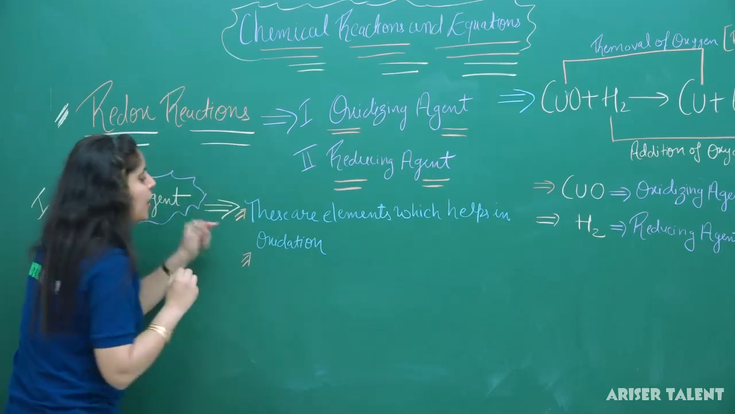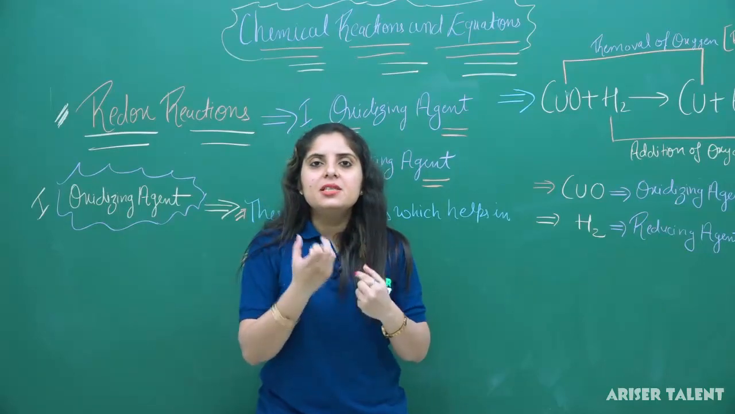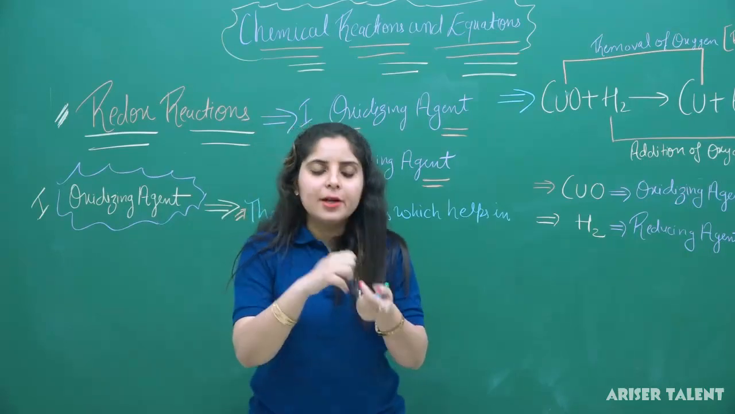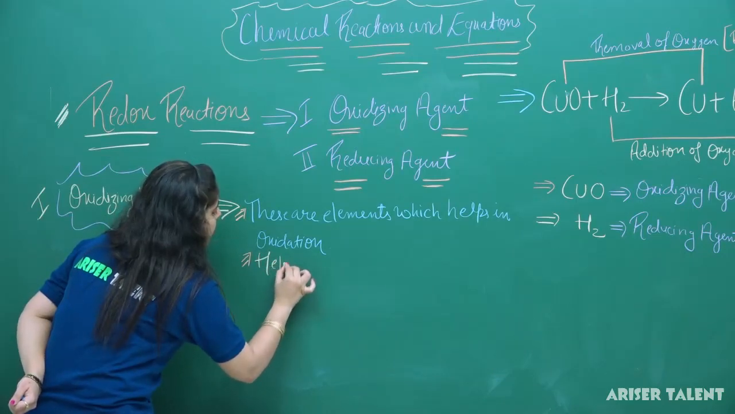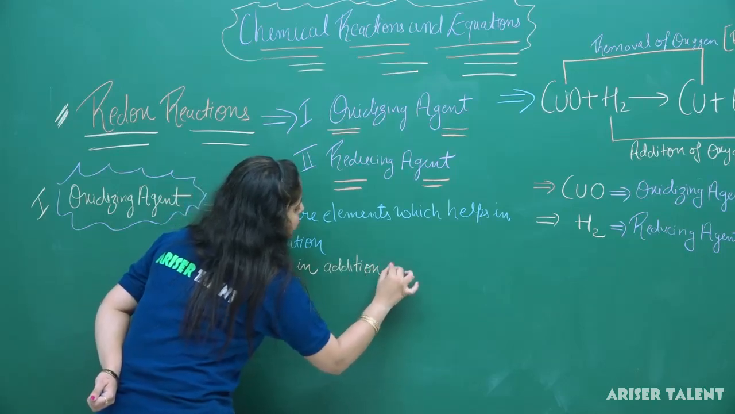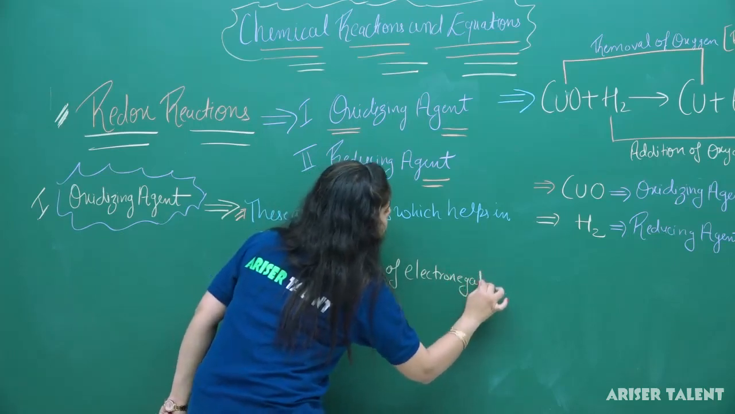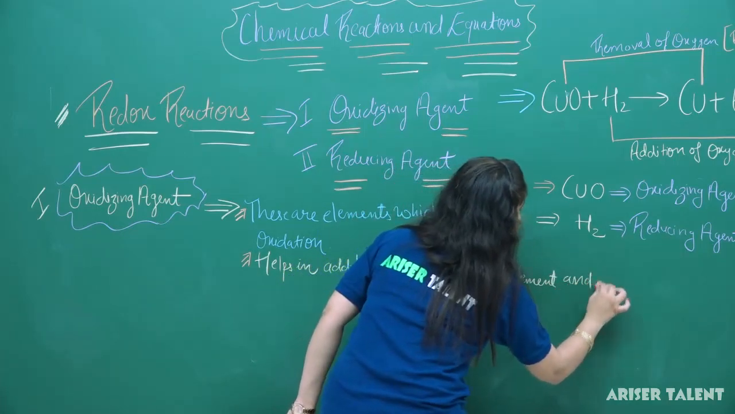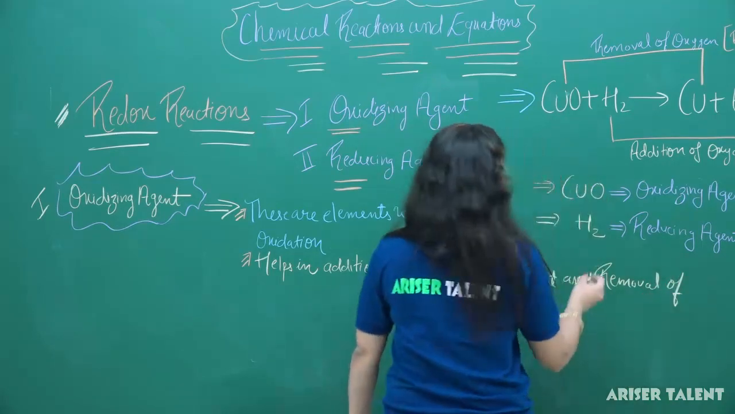Now we are on our second topic, that is, what will be the another definition for the oxidizing agent. It means they will help in providing electronegative element to an atom and help in the removal of electropositive element. So the another definition for it is helps in addition of electronegative element and removal of electropositive element.